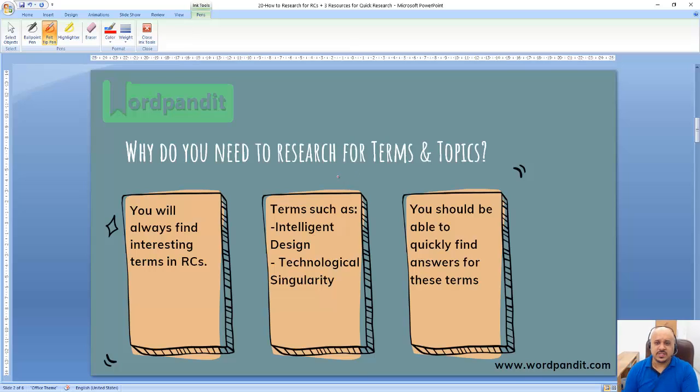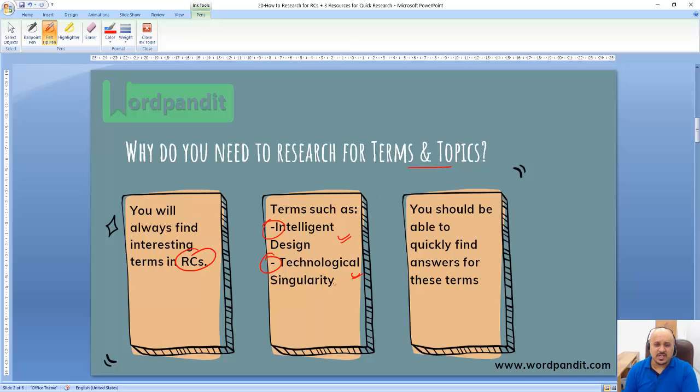Now, why do you need to research terms and topics for RCs? The thing is, you will always find some terms which are interesting in RCs, some terms that you've never read before. So I'll take practical examples for this: intelligent design and technological singularity, right? These are two terms that you might not have heard of before, but these are the kind of things you discover in RCs.